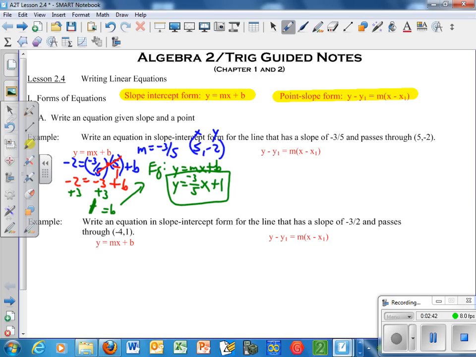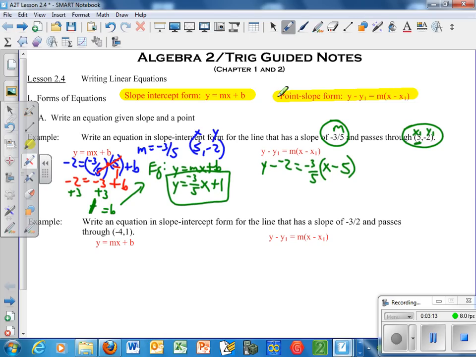If I use point-slope form, this is my slope, negative 3/5, and this is my point, (5, negative 2). This is really your x1 and y1 in point-slope form. So you leave y in there, you go y minus negative 2, because y1 is negative 2, equals the slope, negative 3/5, times x minus the x value, which in this case is 5.